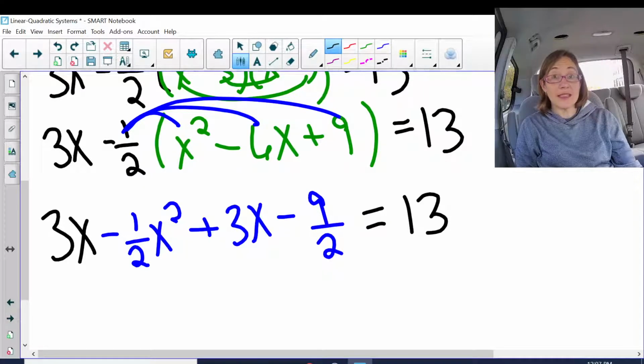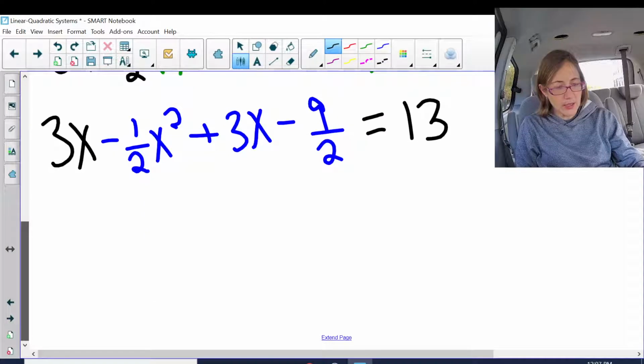Okay, so it's getting a little bit better. Still not great. Do you see anything you could simplify there? Well, I see the 3x's. I could put those together. Let's do that. That'll look slightly better.